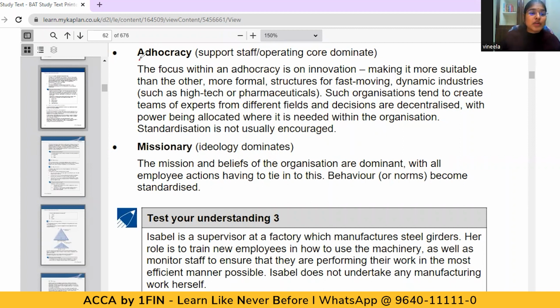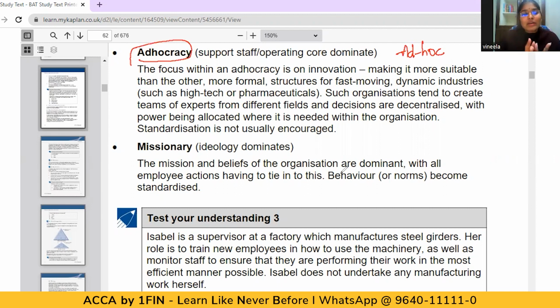The last, coming to your part, which is advocacy. If you people know, you have a word called ad hoc. Ad hoc means temporary basis or requirement basis. So this is also here. See, generally here we don't say that support staff or operating core is trying to dominate, but we will say that support staff people will get the right to take the decisions regarding their field. Here also we'll try to follow a decentralized approach.